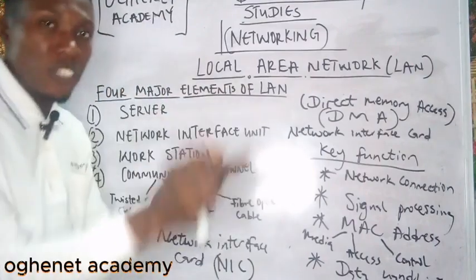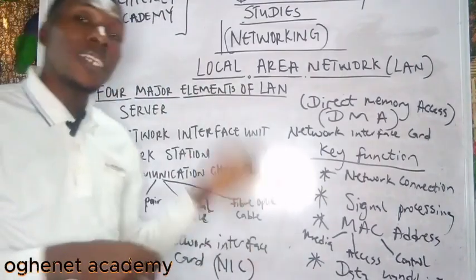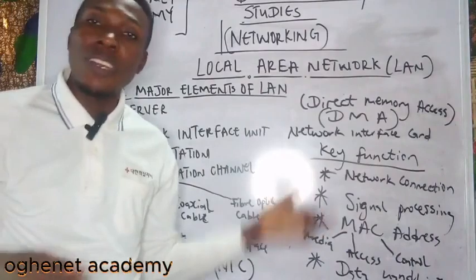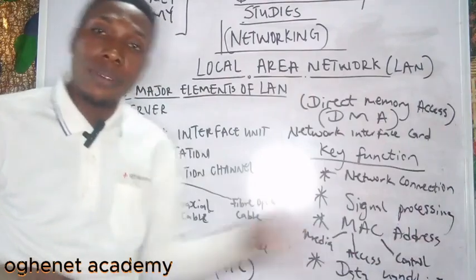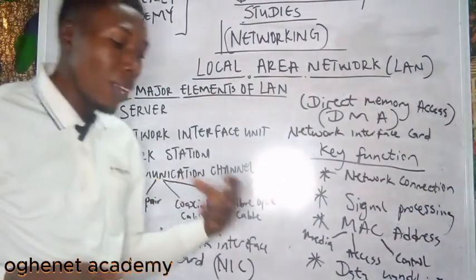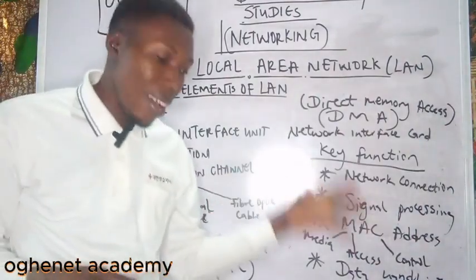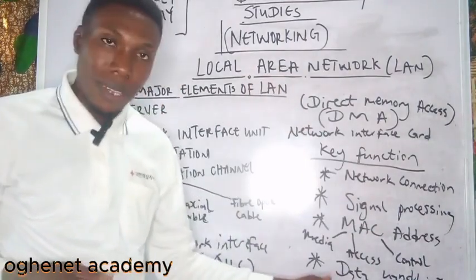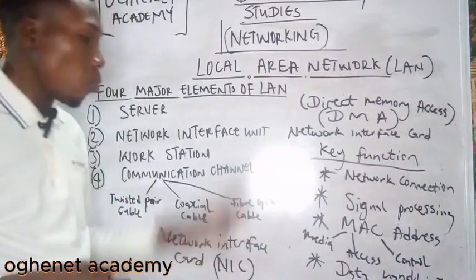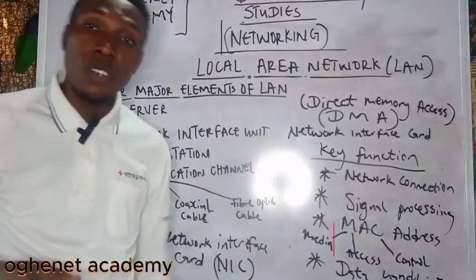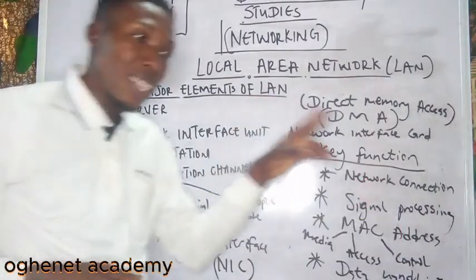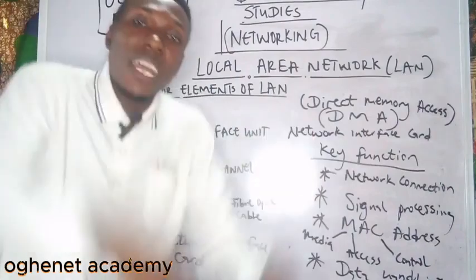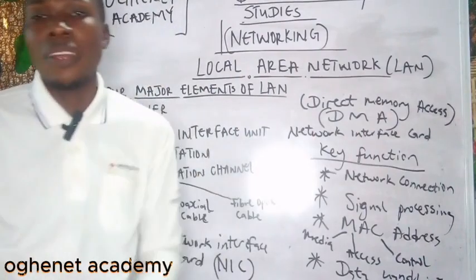So in this situation, the network interface unit now serves as an external LAN. Remember I said we have two scenarios in which the network interface unit can function: either in the internal LAN, which is inside the server, or external.